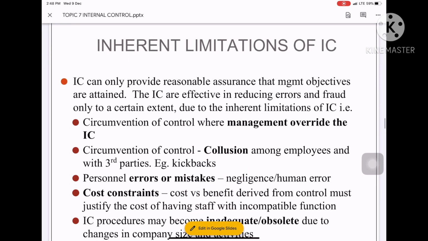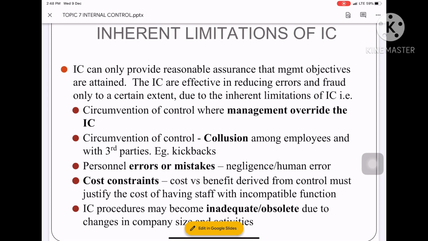All right, inherent limitations. These are the things that we cannot separate from the internal control; they come together with the internal control. So this is the limitation. Number 1, the internal control can only provide reasonable assurance that management objectives are attained. It only provides reasonable assurance, but internal controls are effective in reducing errors and fraud to a certain extent due to inherent limitations.